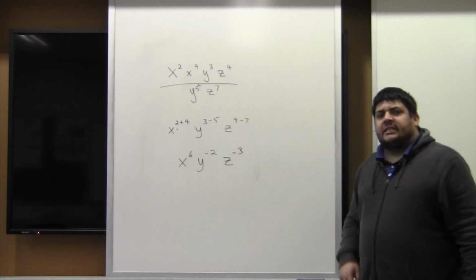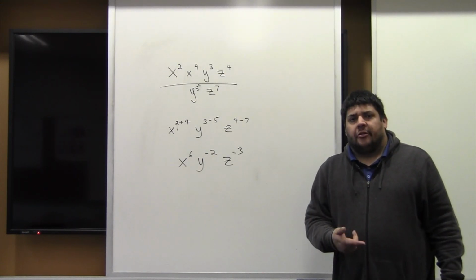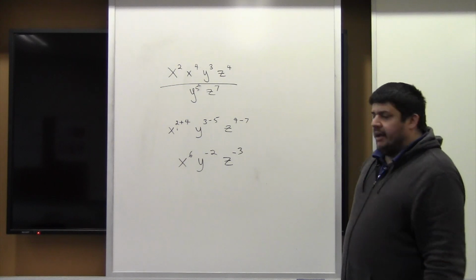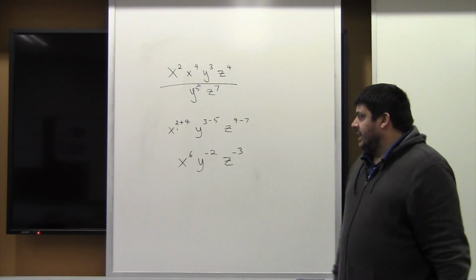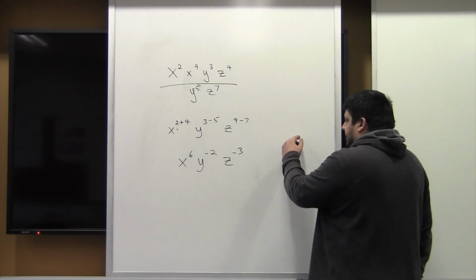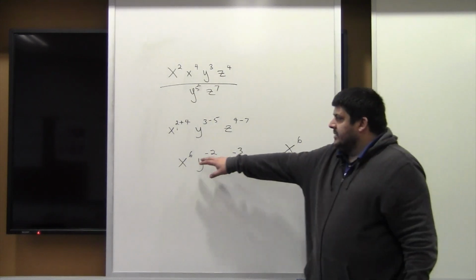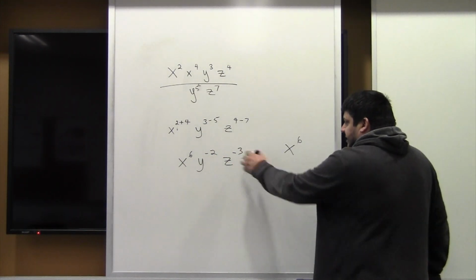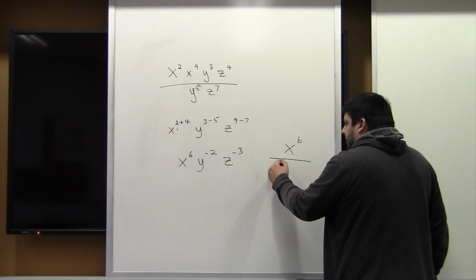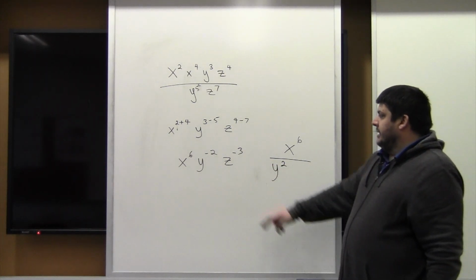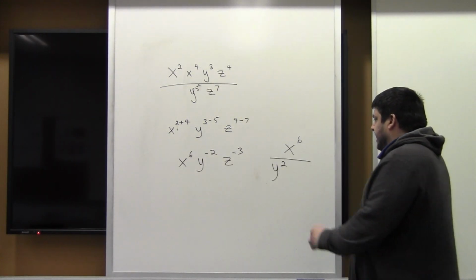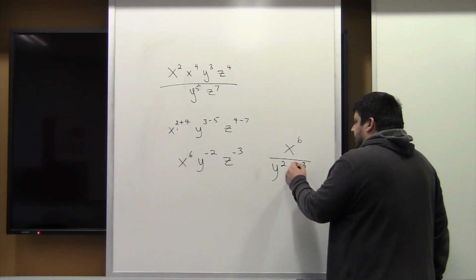The last thing we do is anything that's negative, we just put it on the bottom. And everything else that's positive, we leave on the top. Well, x to the 6th can stay on the top because that's positive. Y to the negative 2, well, that needs to go down here because it's negative. And then z is also negative, so this needs to go down here as well.